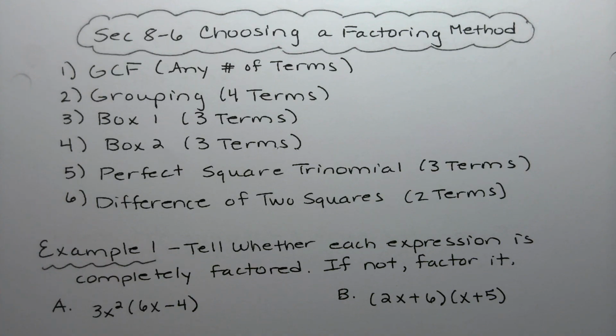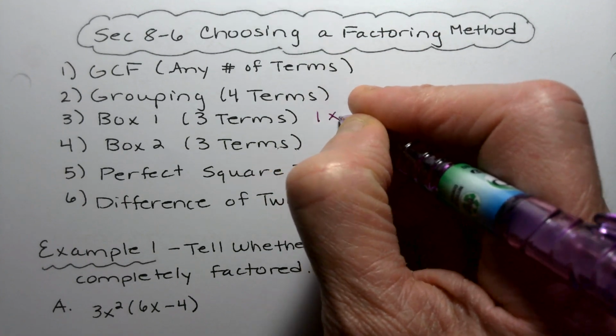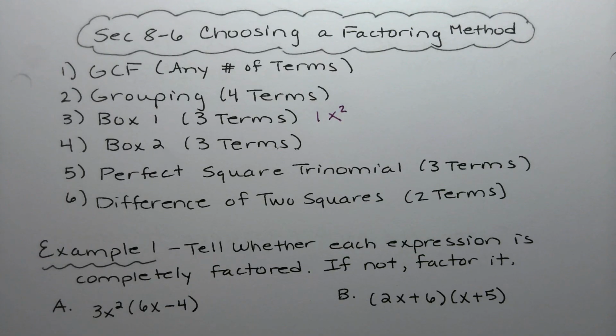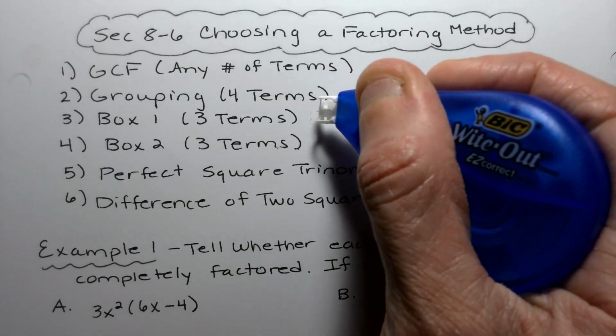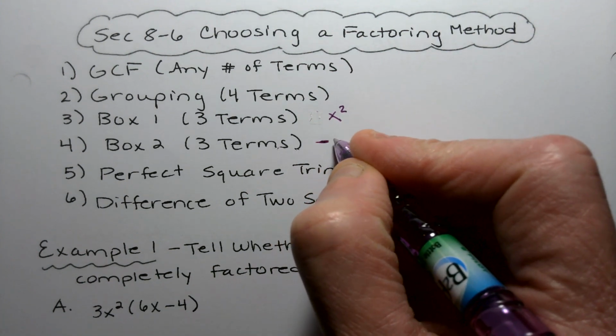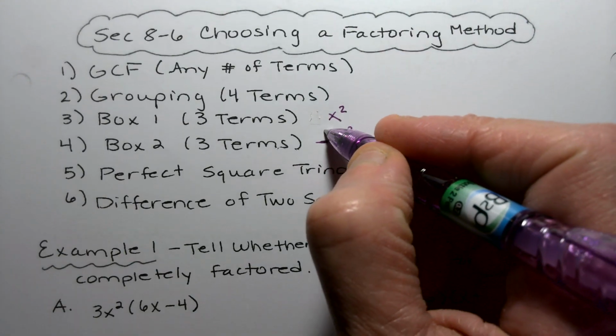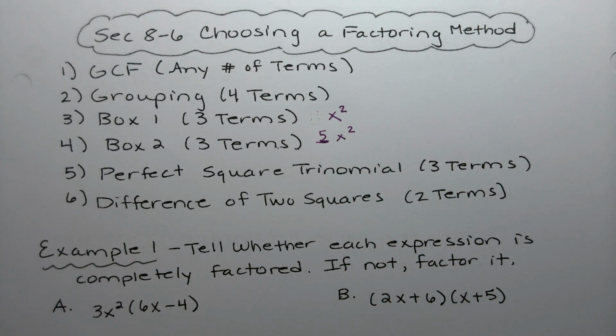Box 1 we're going to use when there's 3 terms and when there's a 1 before the x squared, when it's just an x squared. And I'm just going to leave it as an x squared. And for the box 2, it's going to be when there's something before the x squared, a number of some sort, like let's say a 5 or something. Then we're going to use box 2. So those are kind of the difference between those two.